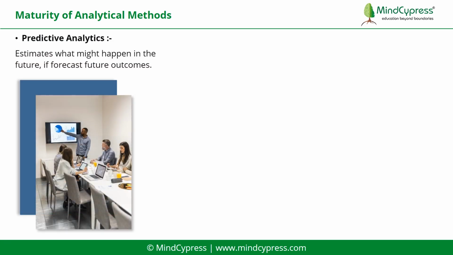Predictive analytics estimates what might happen in the future, or forecasts future outcomes. The process involves categorizing past and present data to isolate patterns, correlations, and irregularities, followed by estimating a model to predict what will occur in the future. Then the model's accuracy is evaluated by applying it to new data.